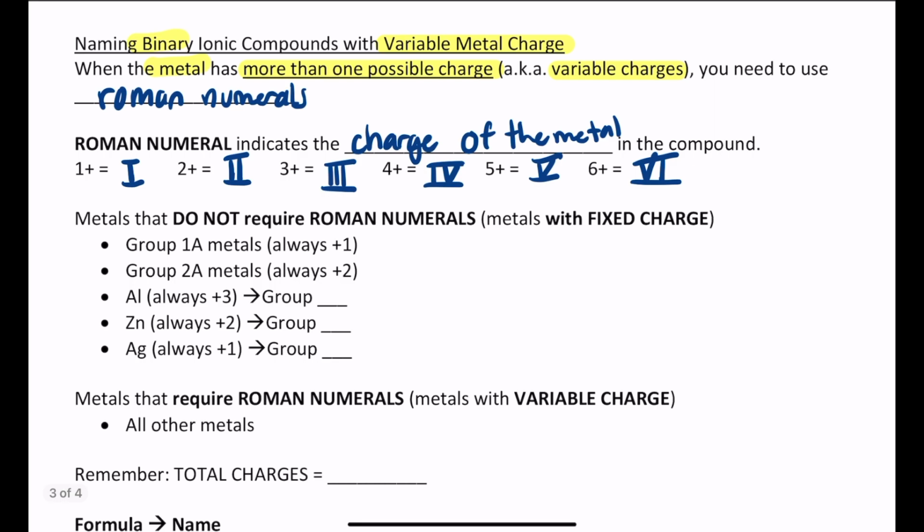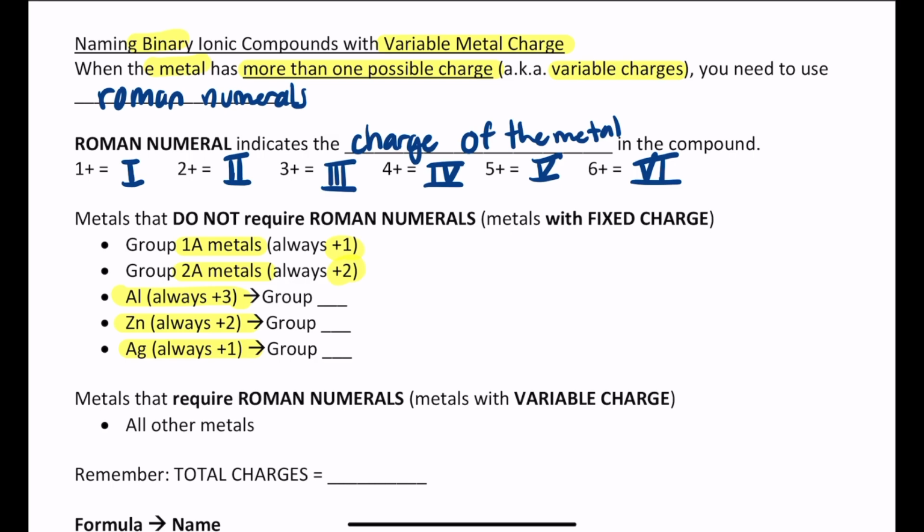Okay, so like we mentioned on the last page, whenever we had these fixed charges, we can name them really easily. We don't need to worry about all this Roman numeral stuff. Anything in group 1, we know the charge. It's always 1+. Anything in group 2, it's always going to be 2+ charge. These 3 metals, silver, zinc, and aluminum, you're always going to know the charges of them. You don't really need Roman numerals.